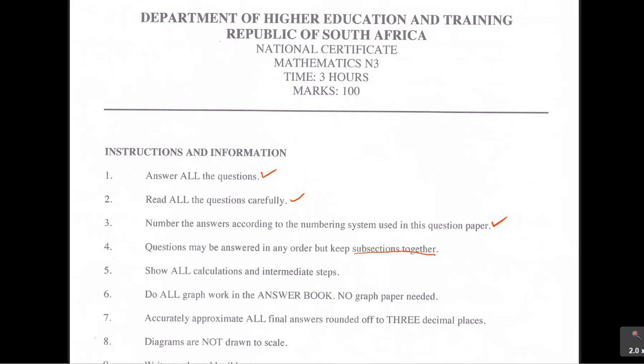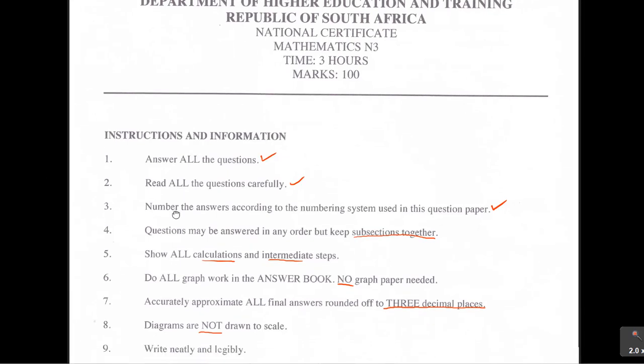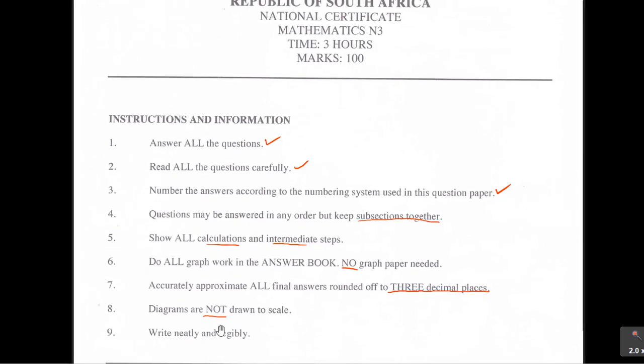Show all calculations and intermediate steps. Do all graph work in the answer book. No graph paper is provided in M3. Accurately approximate all final answers rounded off to 3 decimal places. This is very important. If they do not tell you how to round off your answer, you must leave it to 3 decimal places as a default. Diagrams are not drawn to scale. And lastly, it says you must write neatly and legibly. So you need to be very neat with your work.